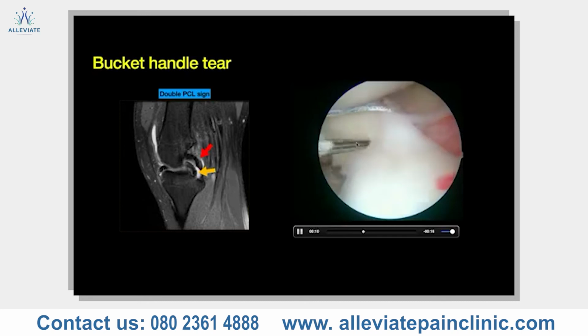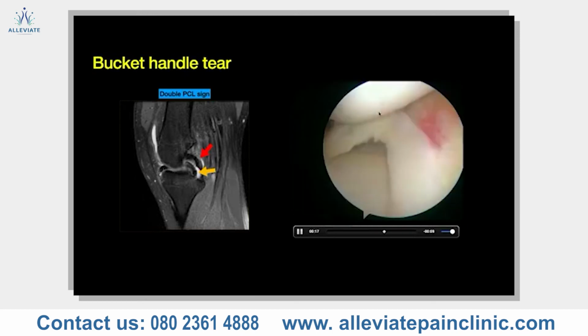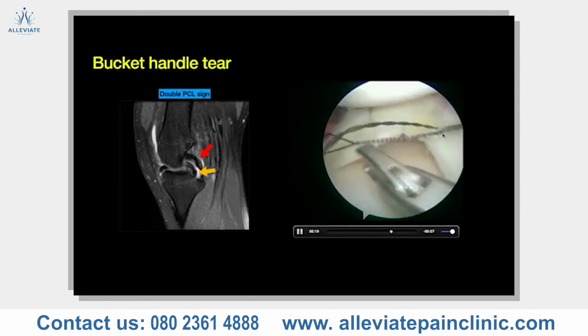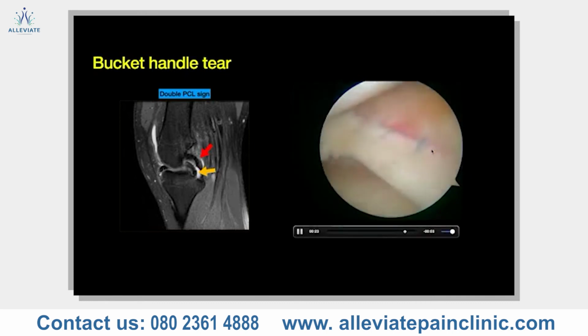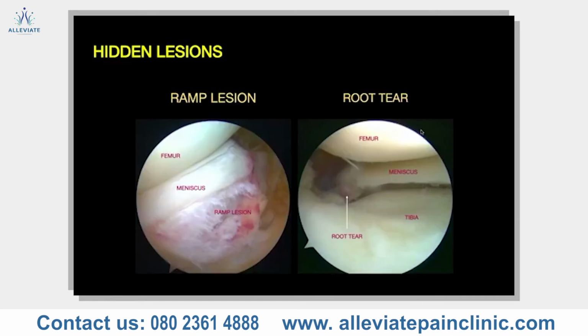Here you can see this bucket handle tear has been repaired with the all-inside device. Once it's repaired, it is completely stable, and the outside-in techniques have also been used. So the complete portion of the meniscus has been stabilized.